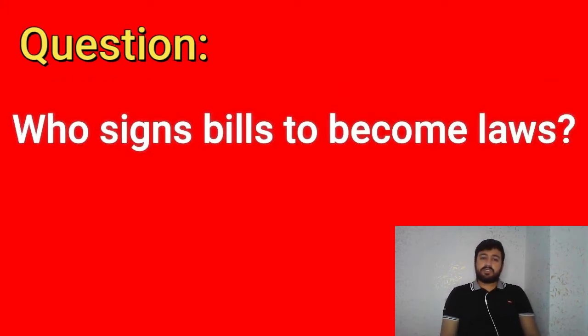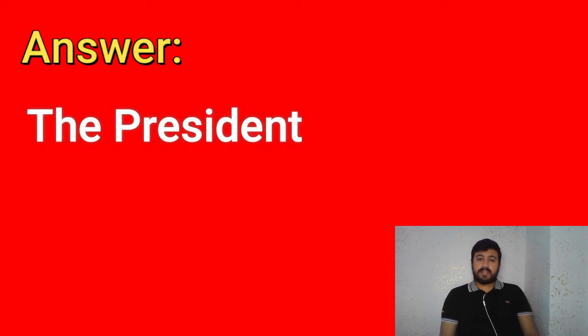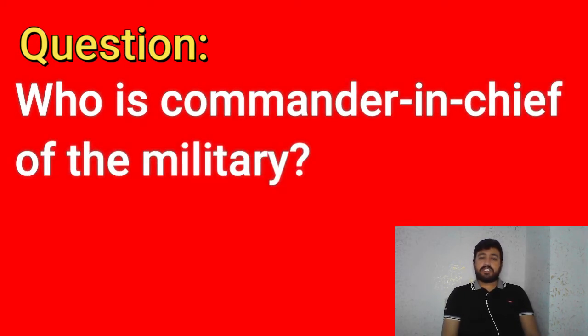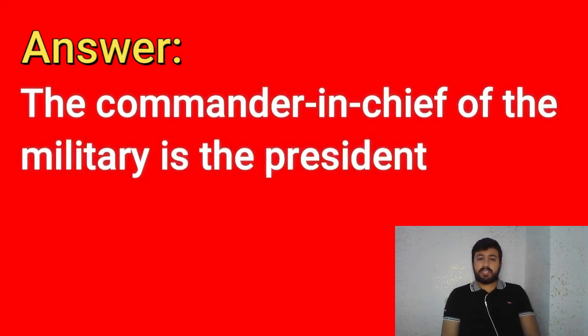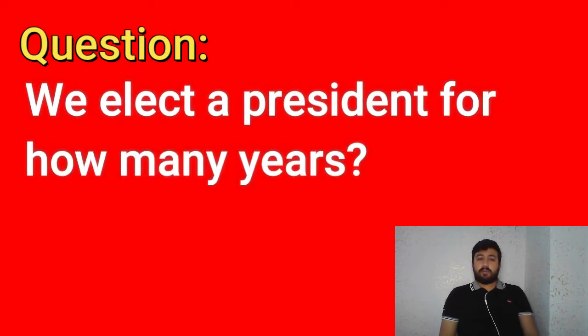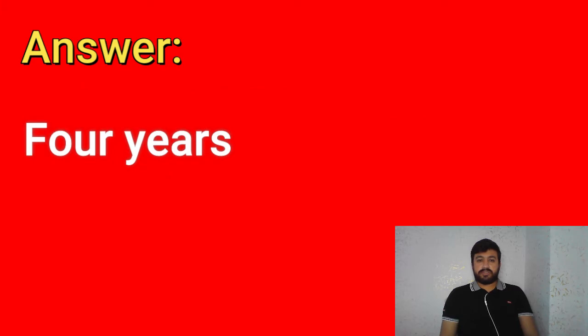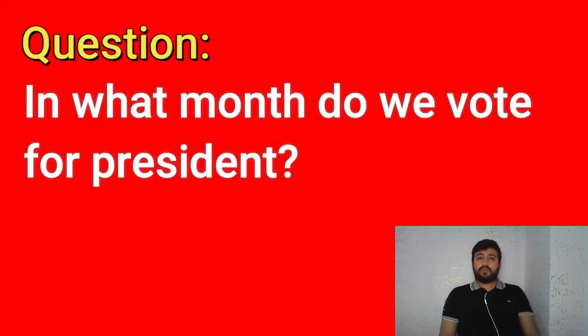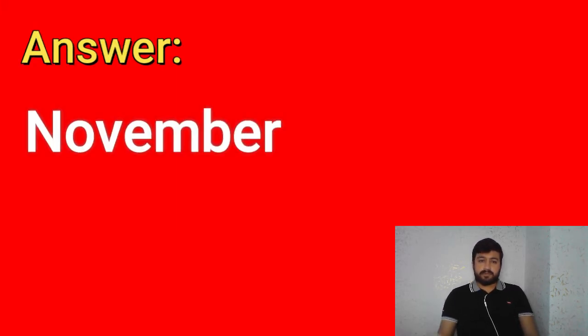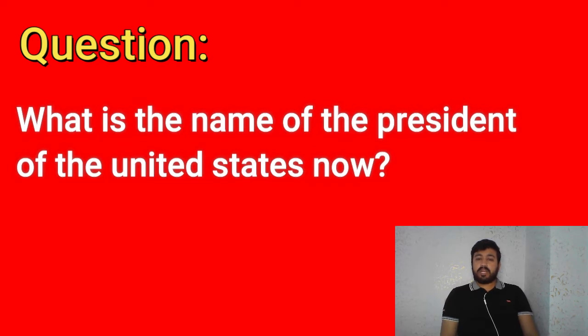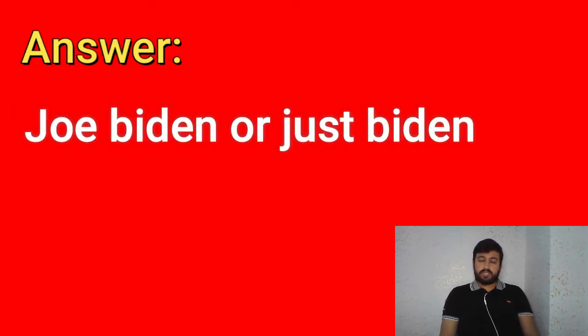Who signs bills to become laws? The president. Who is the commander-in-chief of the military? The commander-in-chief of the military is the president. We elect a president for how many years? 4 years. In what month do we vote for president? November. What is the name of the president of the United States now? Joe Biden or just Biden.